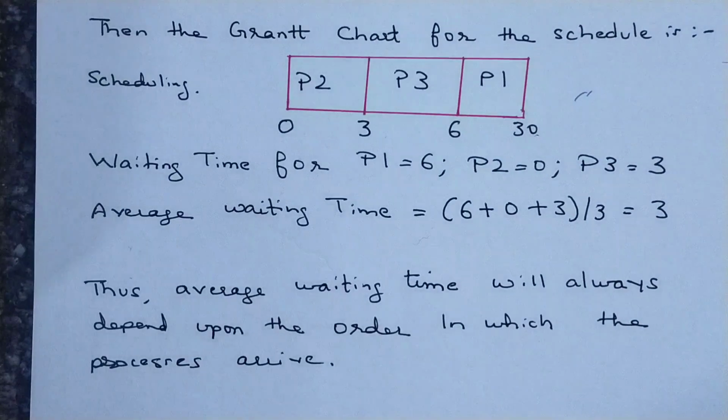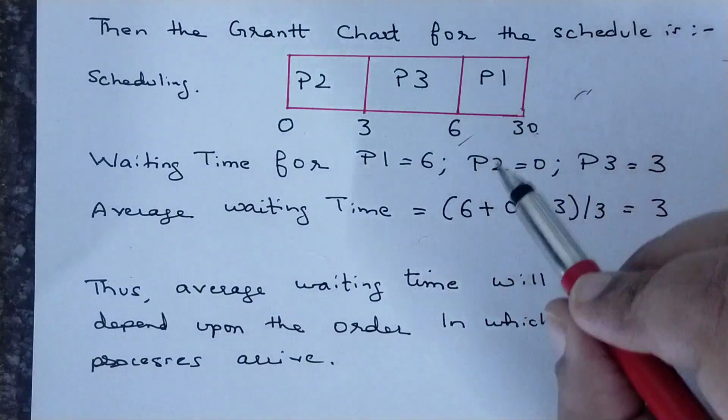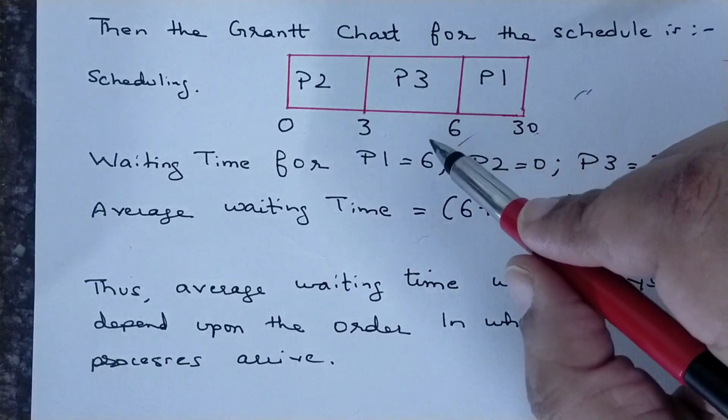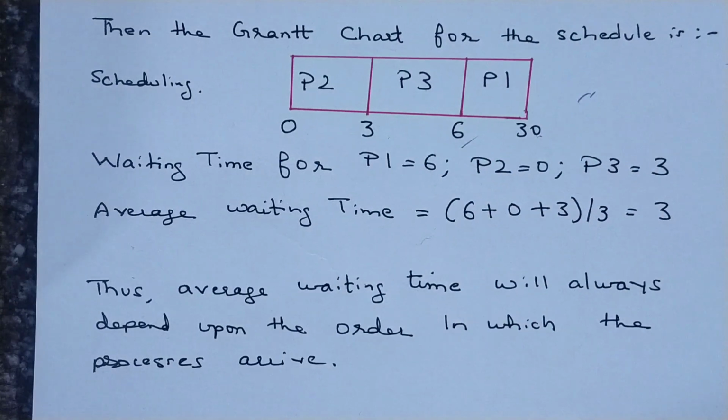As you can see in the Gantt chart below, the waiting time for process P1 is 6 milliseconds, the waiting time for process P2 is 0 milliseconds, and the waiting time for process P3 is 3 milliseconds. Therefore, the average waiting time of the processes run by the CPU is 6 plus 0 plus 3 divided by 3, which is equal to 3 milliseconds.